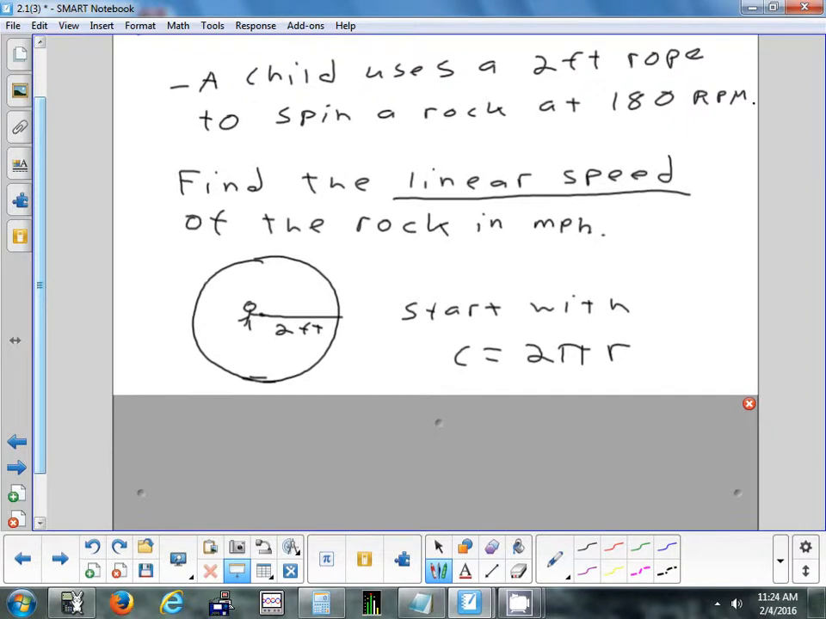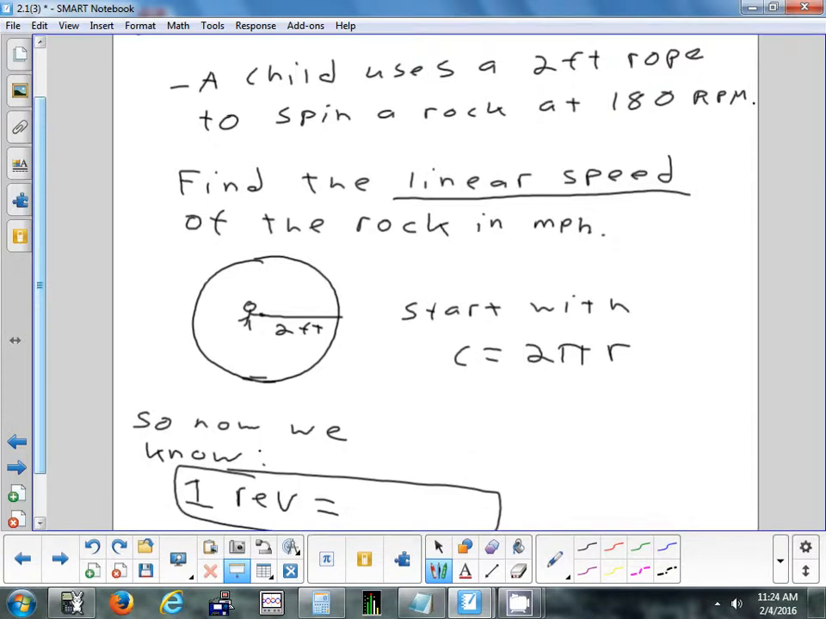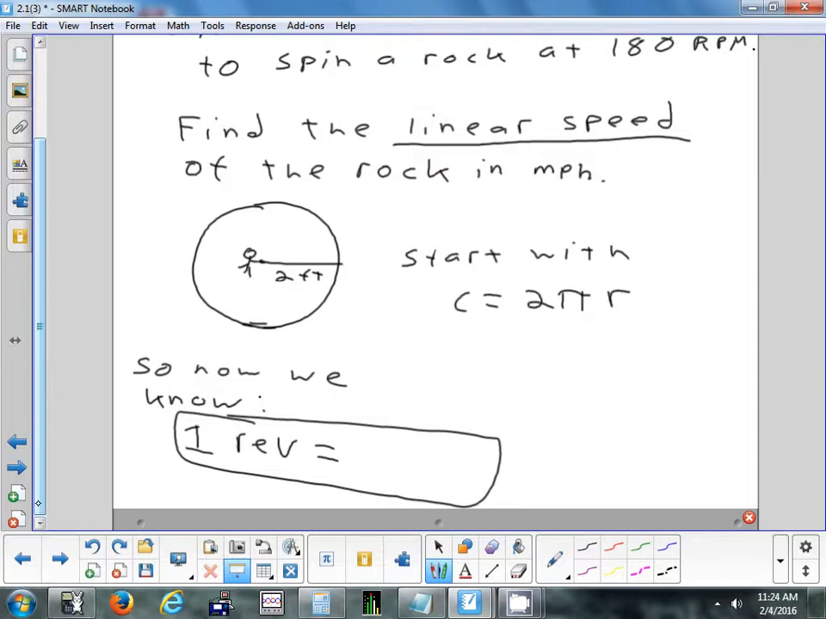Now, what's another name for a circumference? If you imagine this rock going around one time, it is the circumference of a circle, but the rock is also making one what? Revolution. One revolution. So 1 revolution equals the circumference. The only thing we have to do is figure out what the circumference is. But 1 revolution is a circumference.